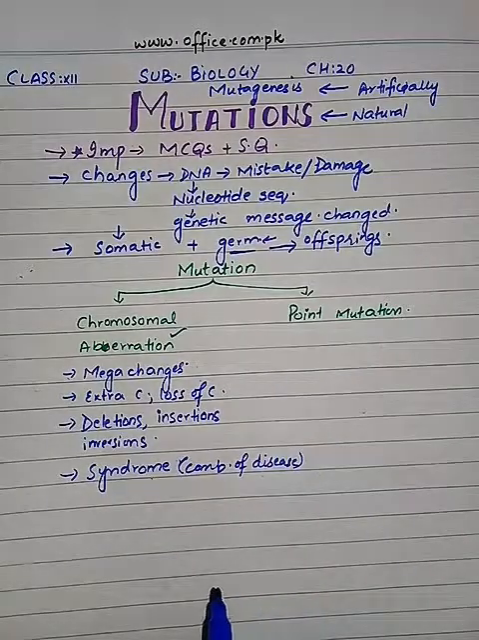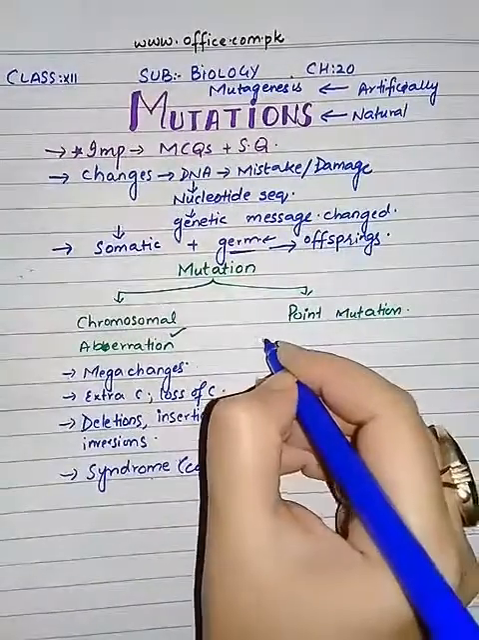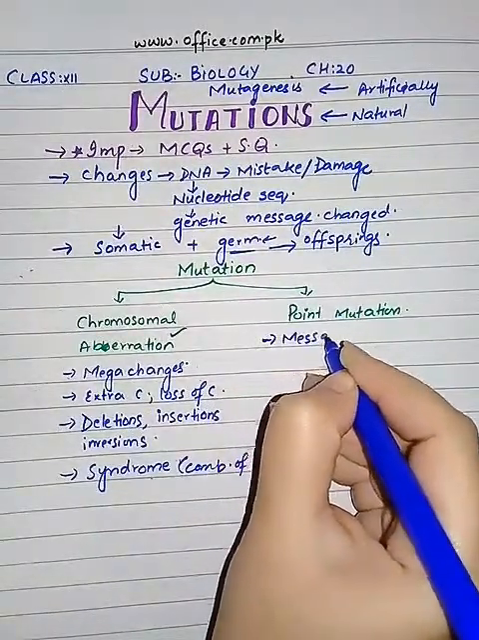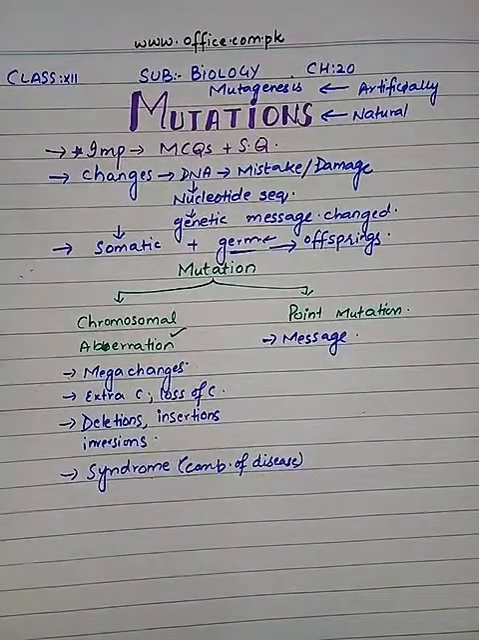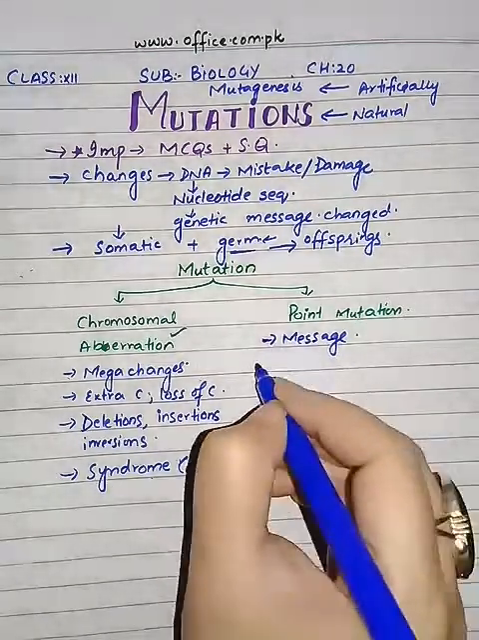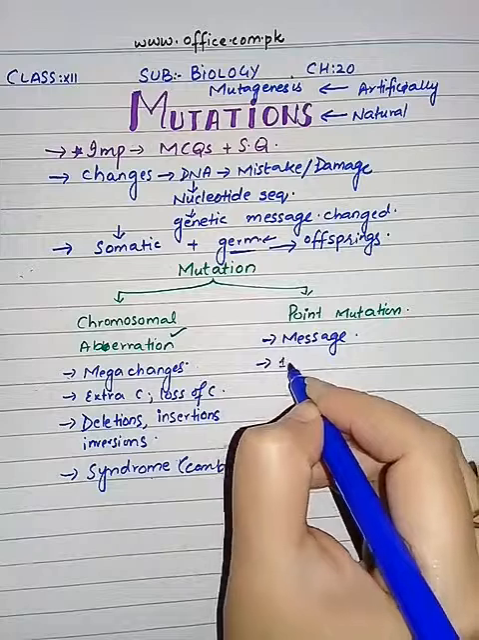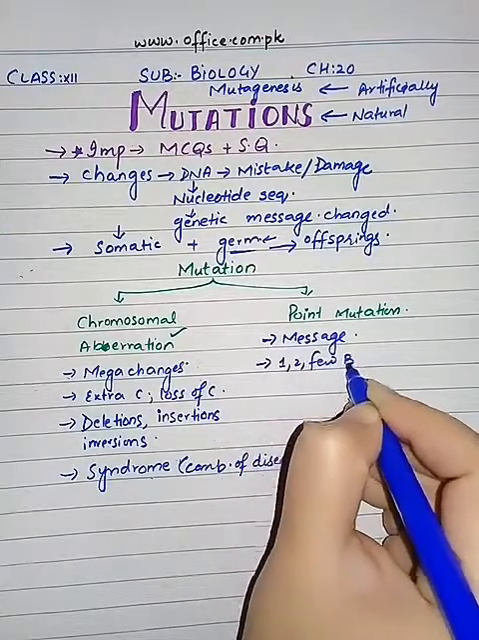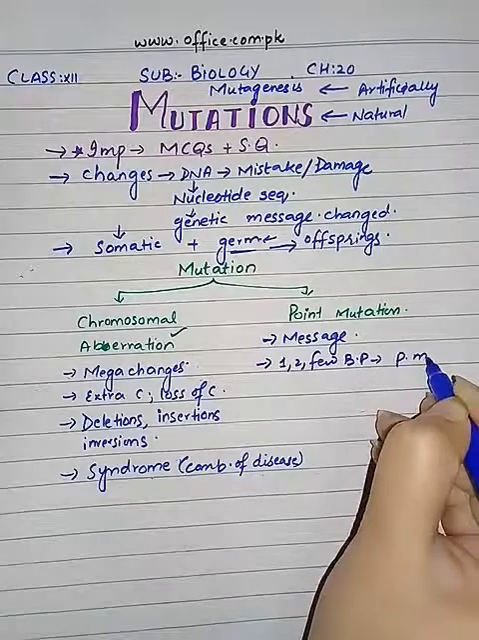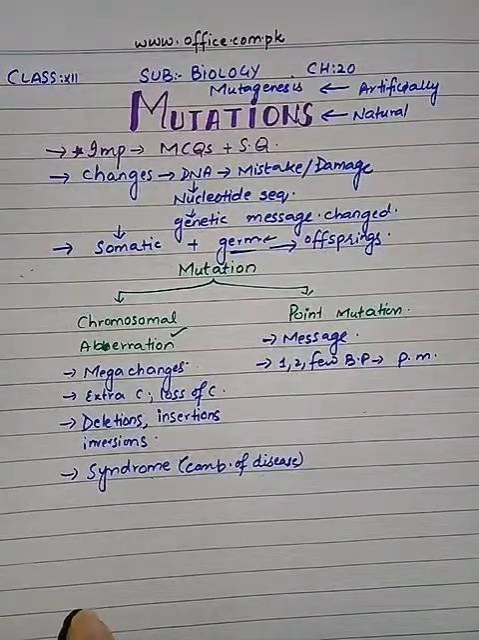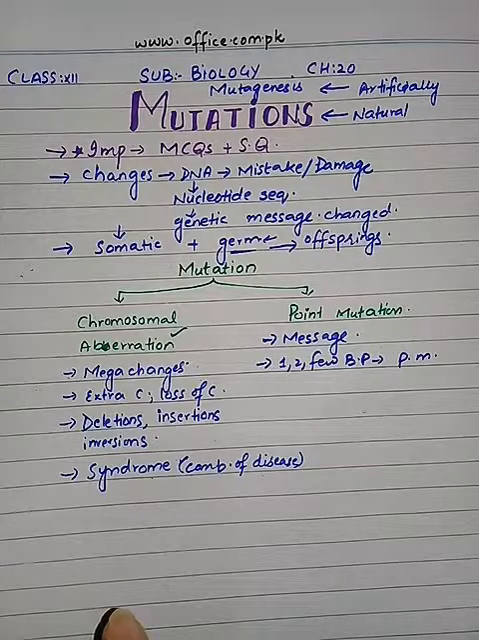Now the second type is the point mutation. Point mutations are the mutations or changes which affect the message itself, the message which is present in DNA. The sequence of the DNA nucleotides will change and it will produce alterations. If the alterations affect only one or two or a few base pairs, then they are known as point mutations. In the whole coding sequence, if only a few base pairs are affected, then they are known as point mutations.